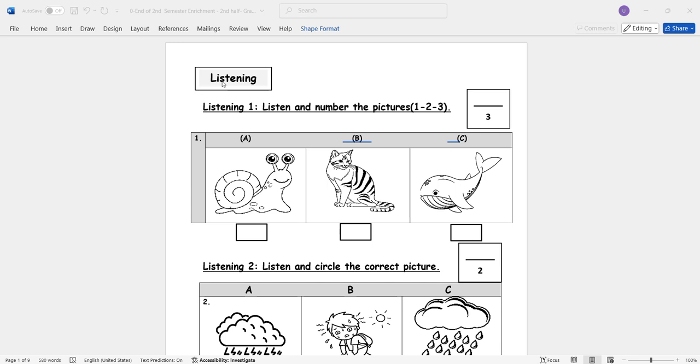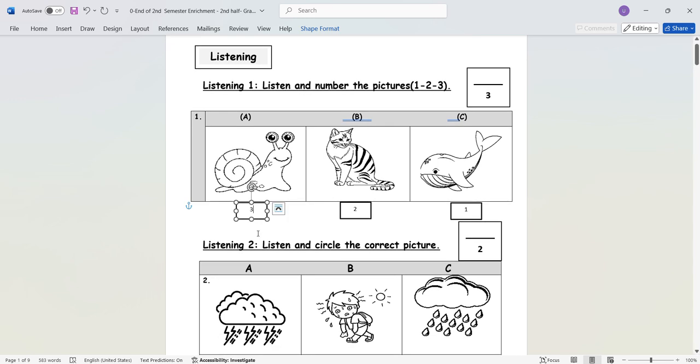First, we start with listening. As we can see here, in listening 1, we listen and number the picture 1, 2, and 3. You have to put the number according to the picture you hear. Okay. Number 1, whale. So you write here number 1. Cat, we write number 2. And snail, we write here number 3.